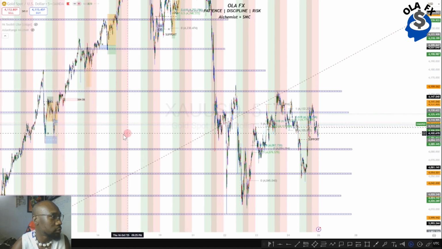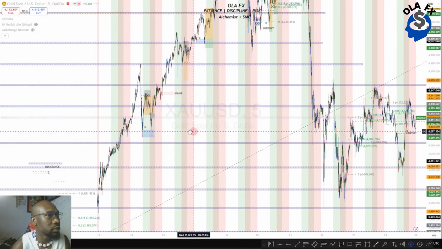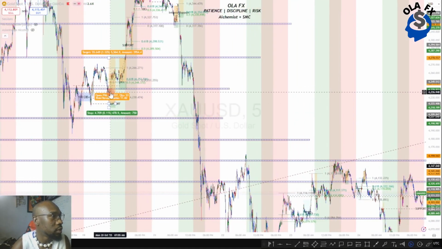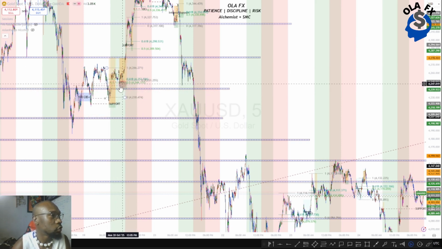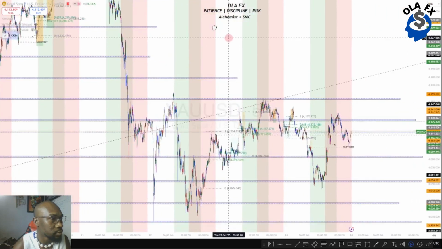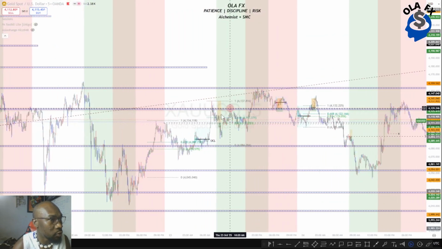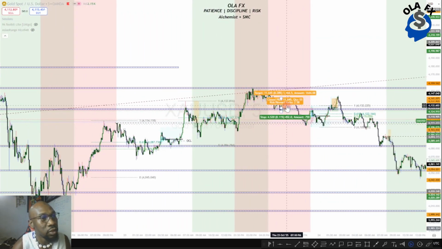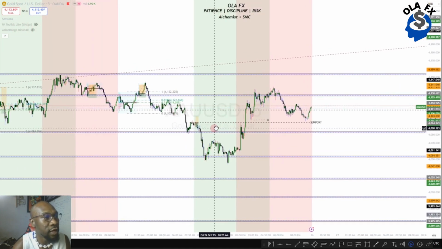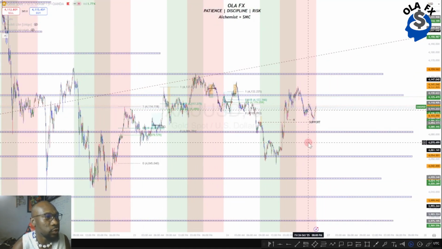So let's count our trades that we took for this week and see how this week went. Let's say I'll call this one trade because it's a continuation trade. 1 TP, 2 TP, 3 TP, 1 SL, 3-1. We had 1 SL here, 3-2, 4-2, 5-2, 5-3. So we had 5 TPs and 3 SL for this particular week.